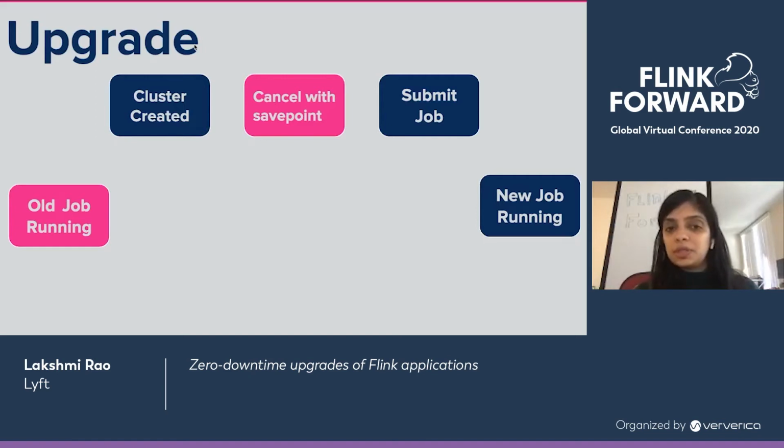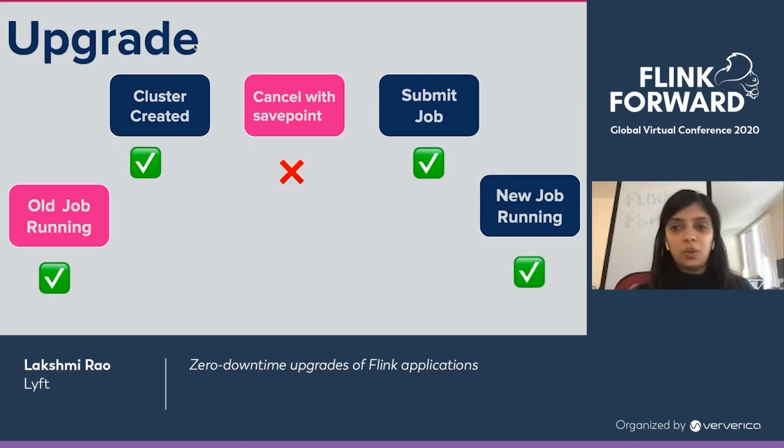So during the course of this upgrade, we start off with a job running. When the new cluster is created, the old job is still running. When the cancel with save point hits, we no longer have a Flink job running across either of the two clusters, the old and new. And once the submission is successful and the new job starts running, we now have a job running. So as you can see here, we incur a downtime between the cancellation with save point and until the new job is successfully in a running state.